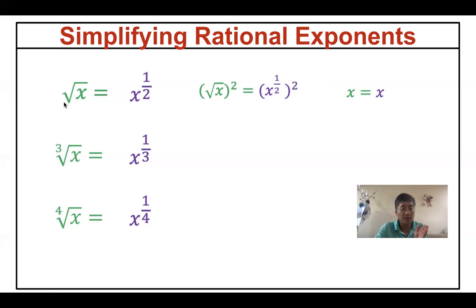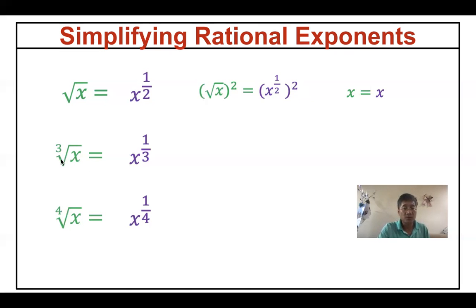So you should remember that the square root of x is x to the half power. Now, how do you remove it? You should understand that when you square both sides, the square and square root cancel, and half power to the second power, you multiply the powers, power to another power, you multiply them, and then half times 2 is 1.